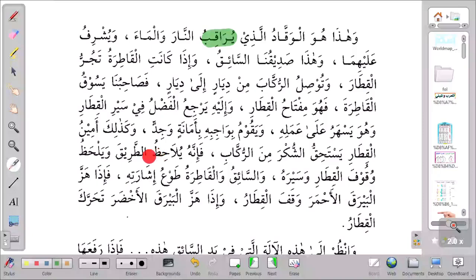Fa'innahu yulahizu al-tariq, for indeed he is the one who oversees or watches. The verb here is lahaza yulahizu, it means to monitor. So for indeed he's the one who monitors the tariq, the way, the road. Wa yalhazu wuquf al-qitar wa sayrahu, and then he observes the stopping of the train and then its movement. He's the one who monitors all this. Wal-sa'iq wal-qatira taw'u isharatihi, the driver and then the qatira, the train, they are subjects of his directions, of his commands.